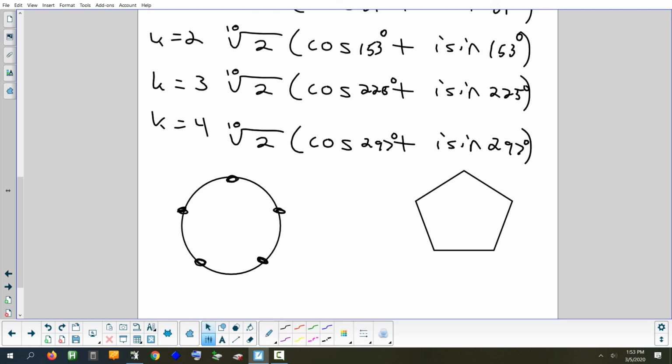So if your problem had 4 answers, it would give you the corners of a square on a circle. If your problem had 3 answers, it would be like an equilateral triangle. So there is a pattern to the answers. They're all equally spaced on a circle.